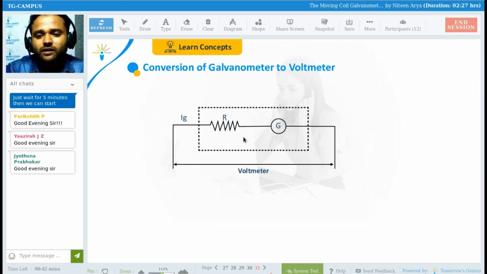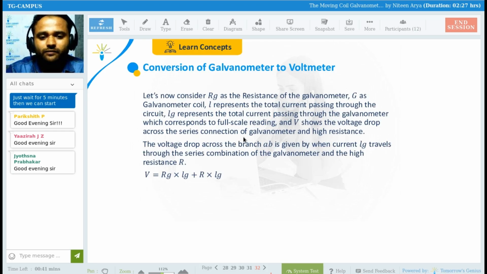Moving ahead, conversion of a galvanometer to a voltmeter. Just apply a high value resistance directly in series connection with this. This is your resistance directly applied to the galvanometer. So now the current is going to remain the same. On the basis of that, we can do the things. V equals RG into IG plus R into IG. R is the large resistance, and obviously IG is going to remain the same because in series connection the current remains the same.